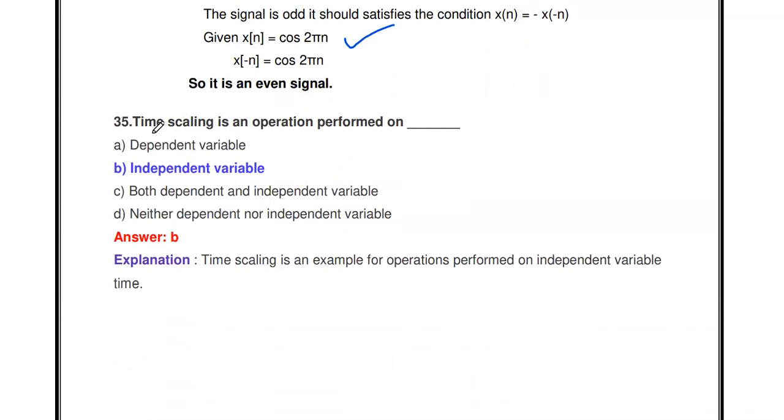Then the next question, time scaling is an operation performed on dash. Okay, time scaling is nothing but an operation performed on the signal. Is it performed on the dependent variable, independent variable, both, or neither? Independent variable. Time scaling is the process where the time n is multiplied with some scalar value like 2 or 3, for example x of 2n, or x of n divided by 2. It's time scaling. So time scaling is an operation performed on the independent variable time n.